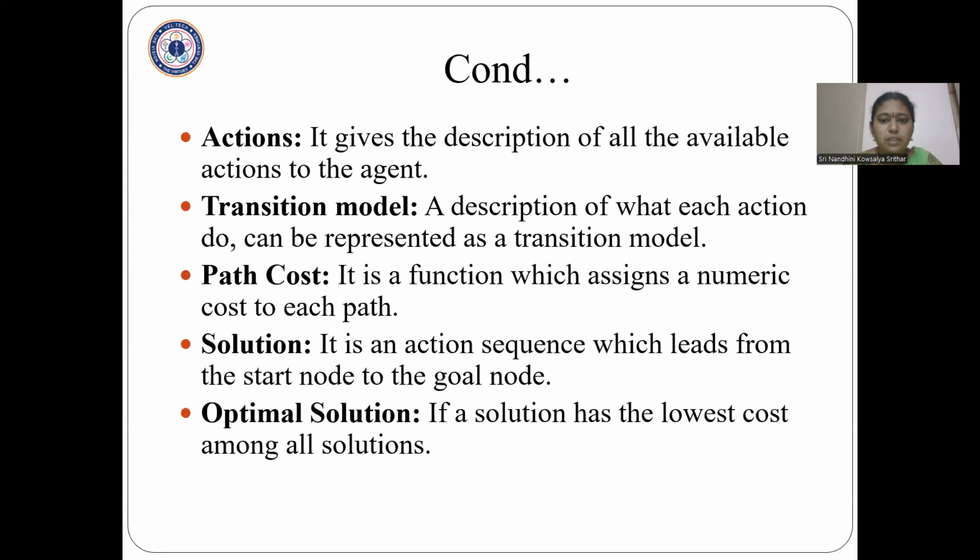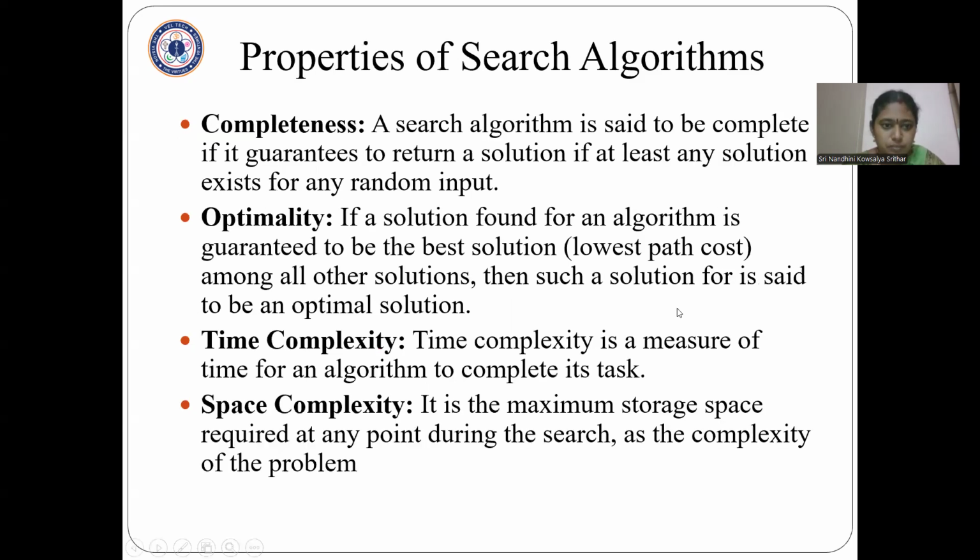Then actions. Actions is the description of the available actions of the agent. Then path cost. It is the function which assigns a numeric cost to each path. Then solution. Solution is known as the action sequence to find the goal node. But what is the difference between optimal solution and solution? In optimal solution, we have to find the solution with the lowest cost among all solutions.